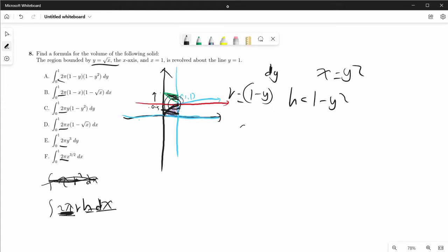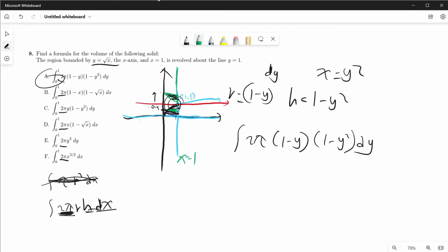So then you can write the integral as 2 pi, where we use cylindrical shells, times 1 minus y times 1 minus y squared, all of that taken over dy. So that'll be option A. But yeah, this question is really about whether you can see this from the dy perspective, right? Can you see how the height is the x equal to 1 line minus the x equal to y squared line, right?